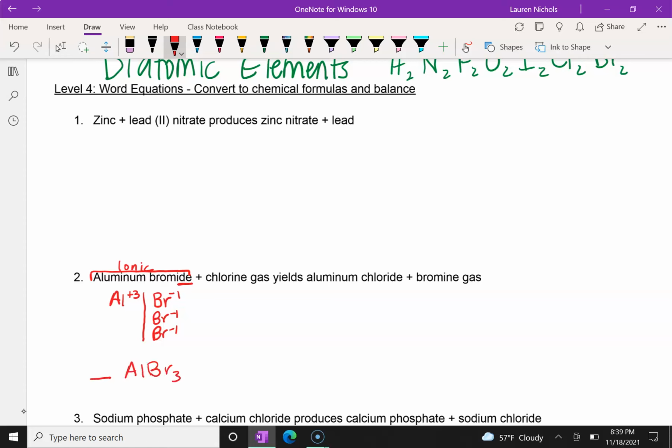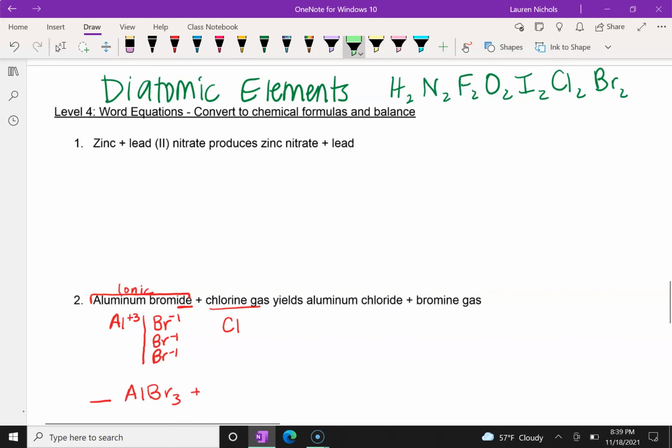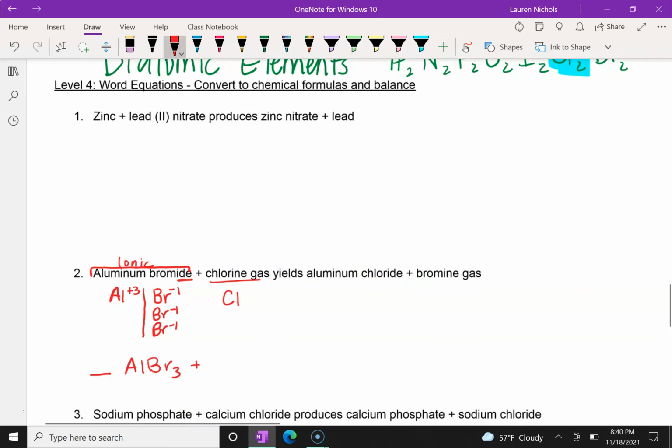And then it says plus chlorine gas. Now, chlorine is just Cl, but chlorine is also one of our diatomic elements here in this list. So that means when chlorine is all by itself, it's actually going to become Cl2 with a subscript, and that's because, again, it's diatomic. Now, the word yields, that's our arrow, okay? It means to make. To yield, to make. And we have aluminum chloride, which is also ionic.